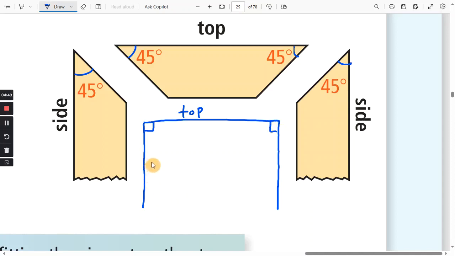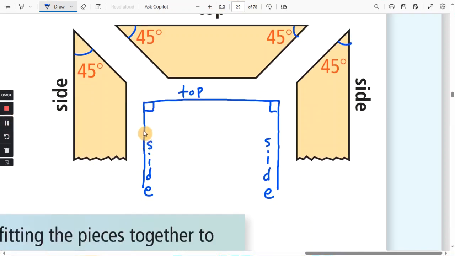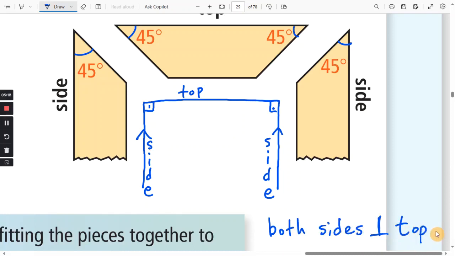Okay, this is the side, and this is the side. And tell me, do you think these two sides are parallel, and how do we know? Well, yes, these two sides are definitely parallel because they both make right angles with the top. So both sides are perpendicular to the top. They make right angles, so the sides are definitely going to be parallel.